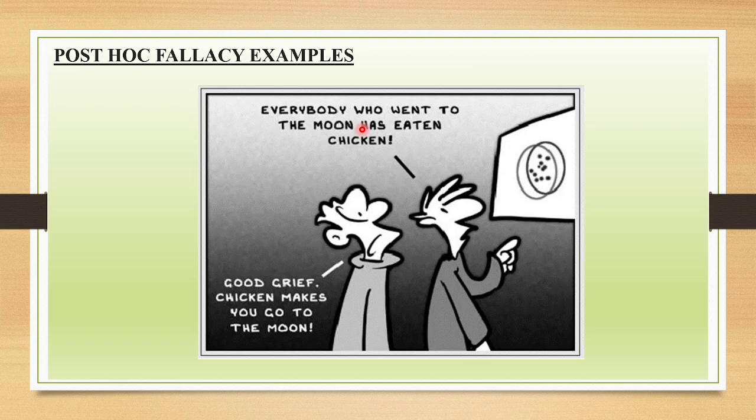So coming to the post hoc fallacy examples. First example: everybody who went to the moon has eaten chicken. So this is the statement X, and "good grief, chicken makes you go to the moon." This is the statement Y. So Y followed X, and they state that Y occurs as a result of X.